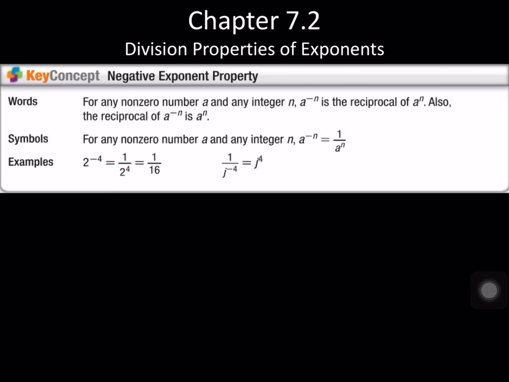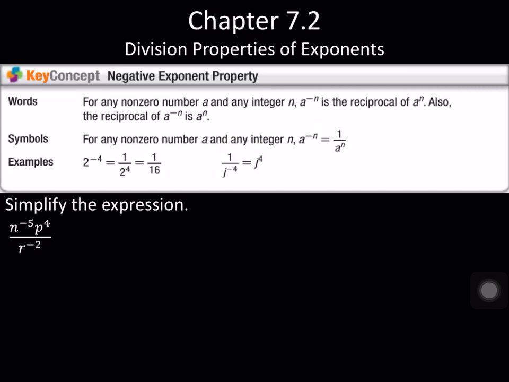Which for us, we can go ahead and evaluate that. 2 to the 4th is 16. So 2 to the negative 4th is 1 over 16. Negative exponents in the denominator don't want to be there. They want to be somewhere else. Creating the reciprocal moves them to the numerator.